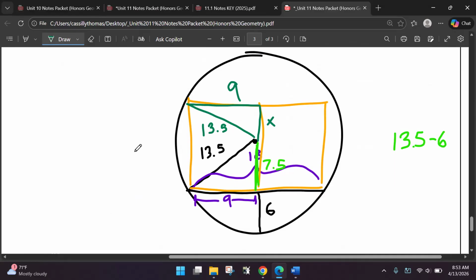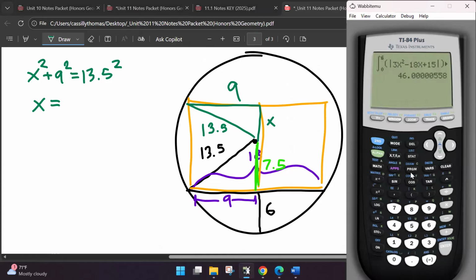So we could say maybe x squared plus 9 squared equals 13.5 squared. All right, so we'll get a decimal on this one. I'm going to skip a few steps here. This video is getting kind of long. I can already hear you guys complaining about how long this video is. So 13.5 squared minus 9 squared. I need to take the square root of it. That's going to be 10.06.